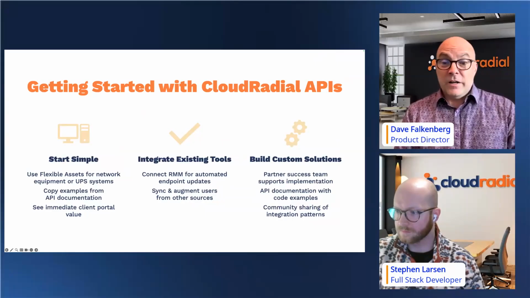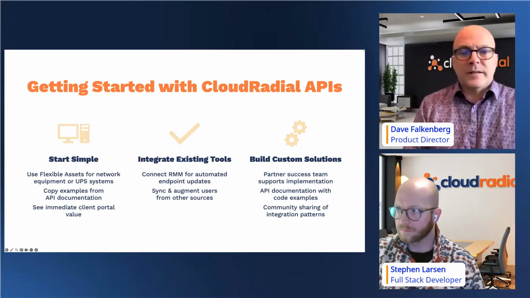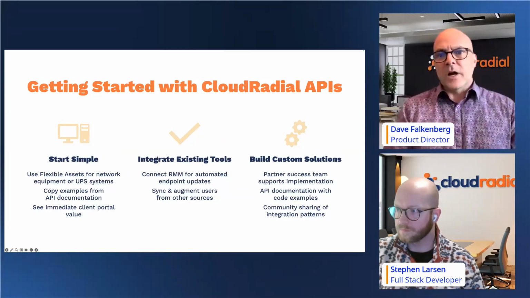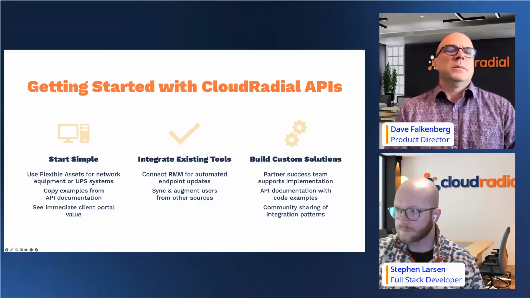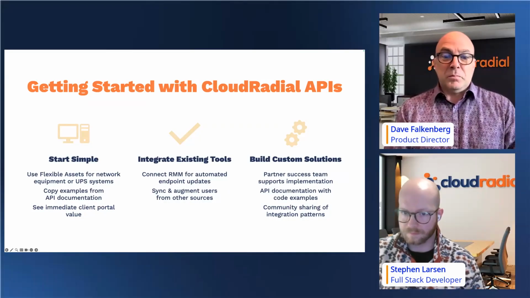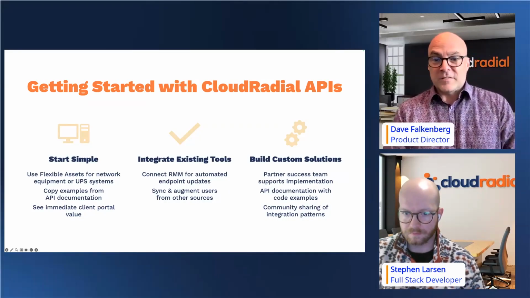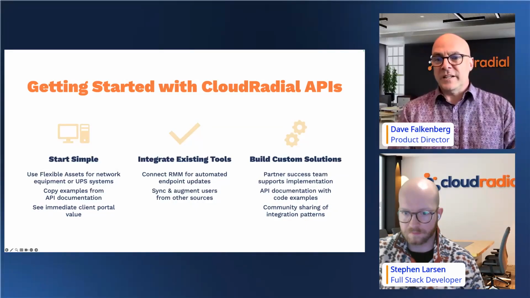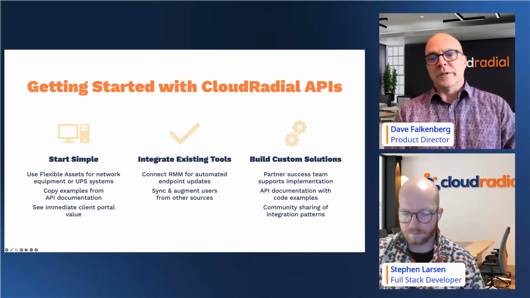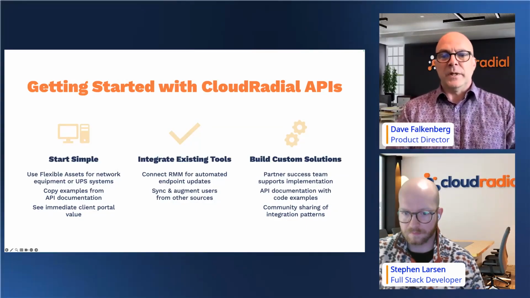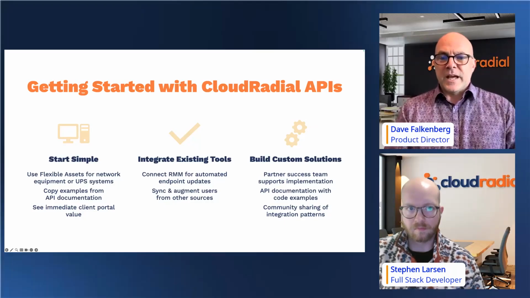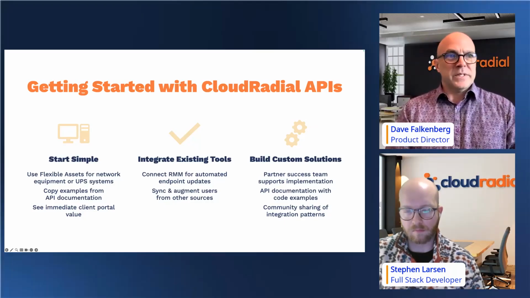So how do you actually get started? We see 3 paths that partners are typically taking, the early adopters who've been jumping into the system. First, start simple. Pick one asset that you've got that's semi-universal across all your clients. Network equipment is probably a good example, but so would mobile devices be. And you can use the examples we're providing in our API documentation.